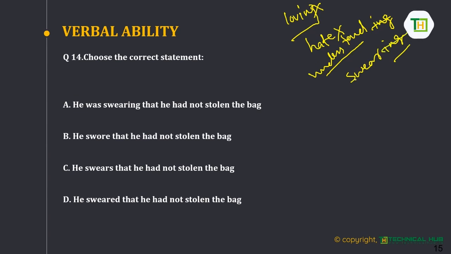Okay, so that's why what we have to use is here: he was swearing. So option A is the wrong one because swearing is wrong. Then, he swore that he had not stolen the bag, and this one is going to be the right answer. He swears. No, this is a past tense. Something had already happened, so we cannot use simple present here. So this one is wrong. He swore that he had not stolen the bag.